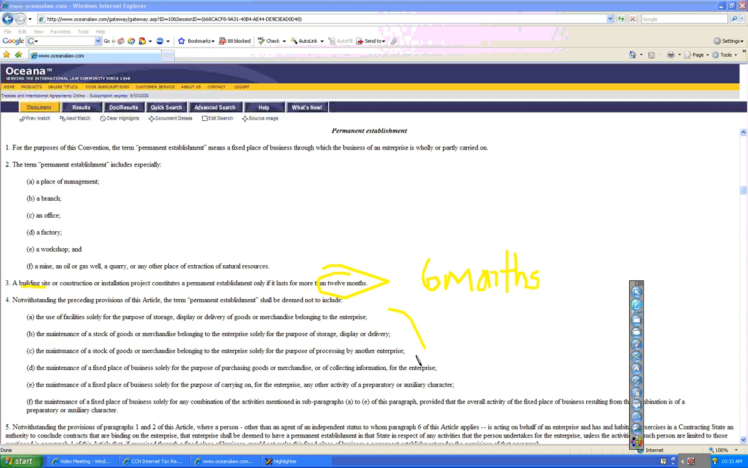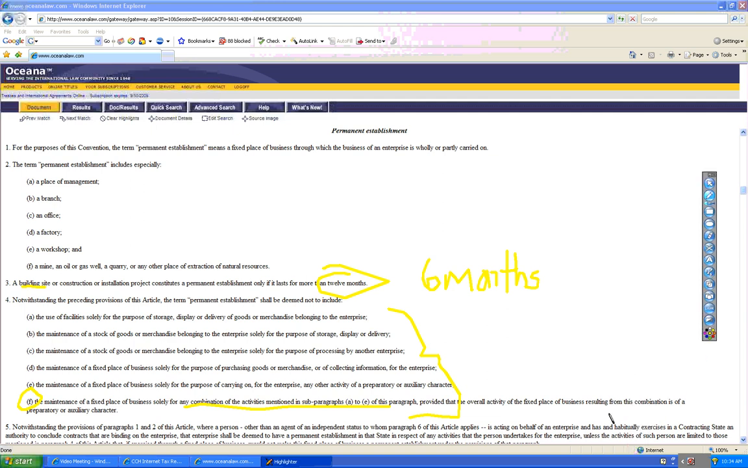And how liberal is its list of exceptions of what you're allowed to do? And in number F, not all treaties contain a number F that says the maintenance solely for any combination of the activities above. So number F is one that says you can do A, B, C, D, E all together as long as they're all of an ancillary or preparatory character for the business. Not every treaty has an F. If you do B and C, it doesn't fall within the exception rules. Modern treaties, you can do B, C, D, E. It doesn't matter.